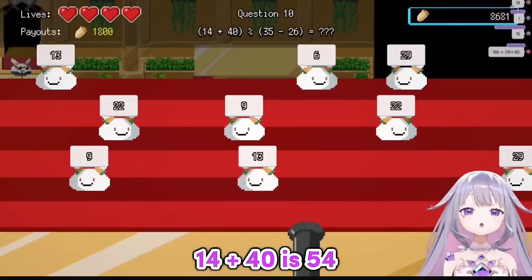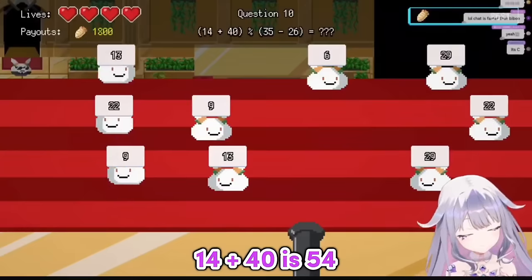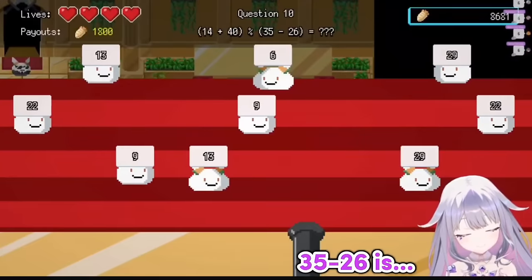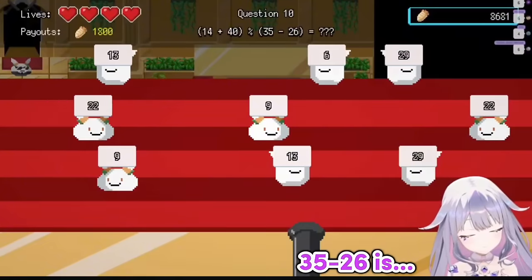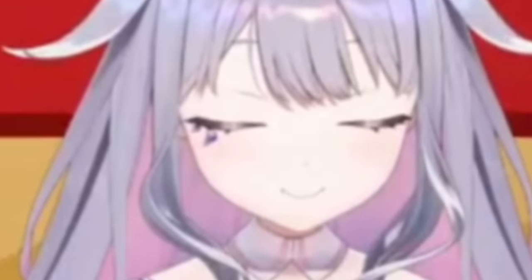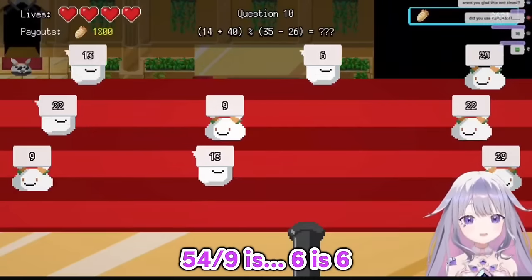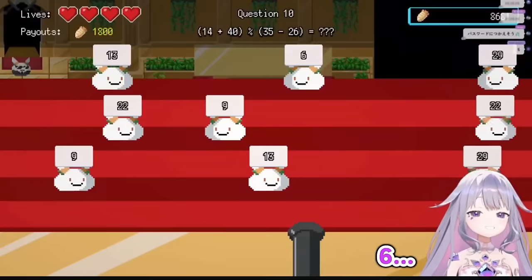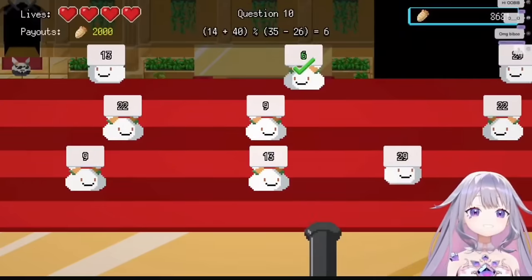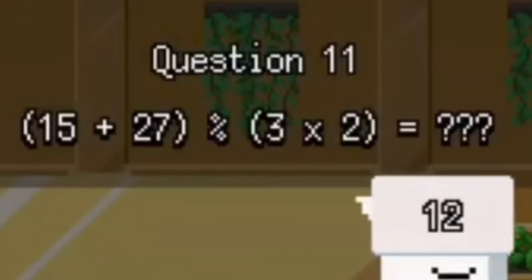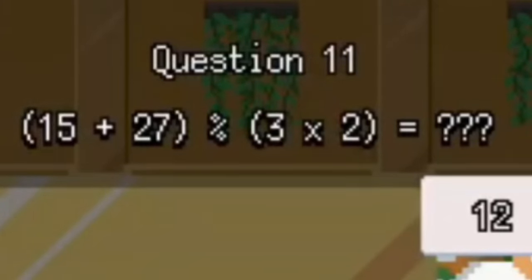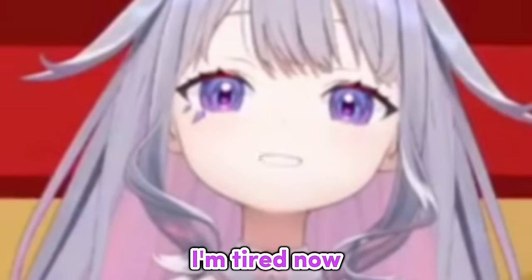14 plus 40 is 54. 35 minus 26 is 27, 28, 29, 30, 31, 32, 33, 34, 39. 9. 54 divided by 9 is 6. Okay, and then I divide between. I'm tired now.